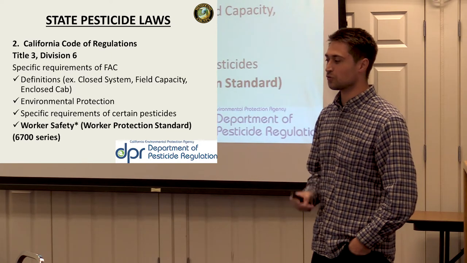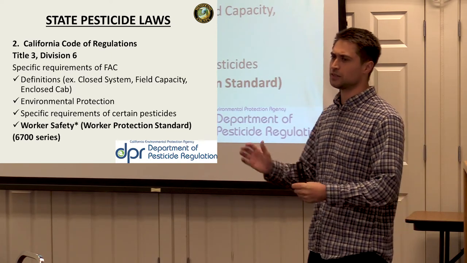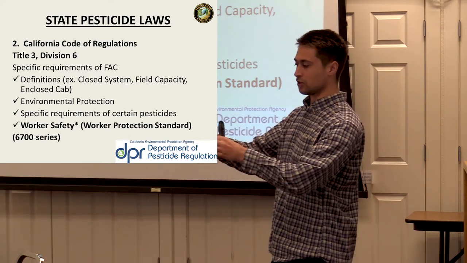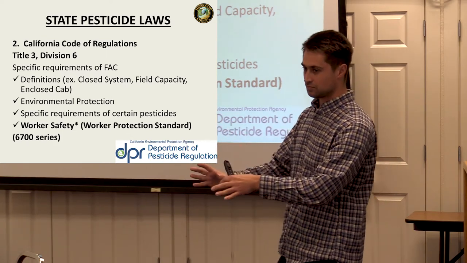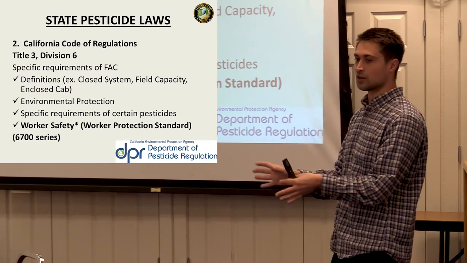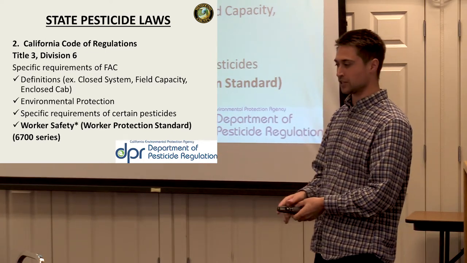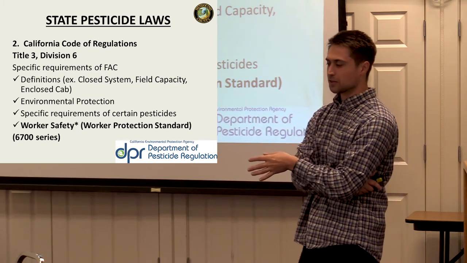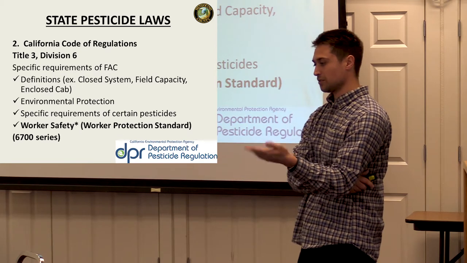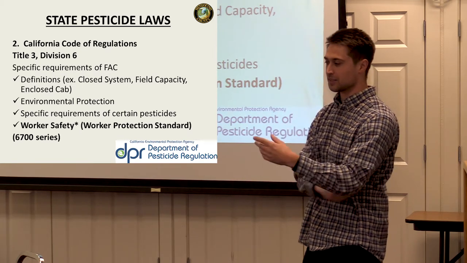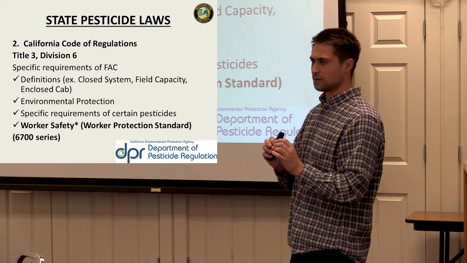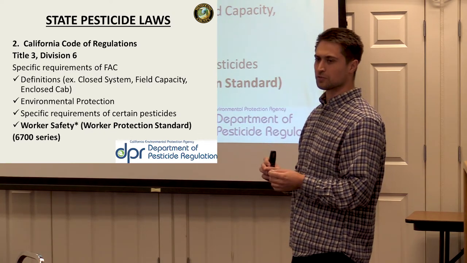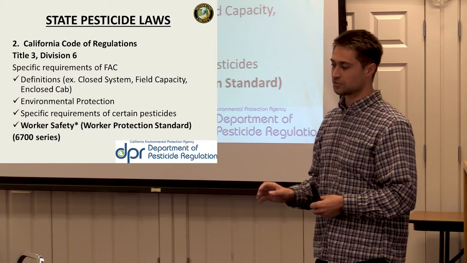And then there's the Code of Regulations. When we're out doing inspections, a lot of the codes that we're looking at are within this set of laws here, the California Code of Regulations. And this starts to get a little more specific. So like for definitions, right? Closed system, field capacity, some more specific terms start to get defined in this.